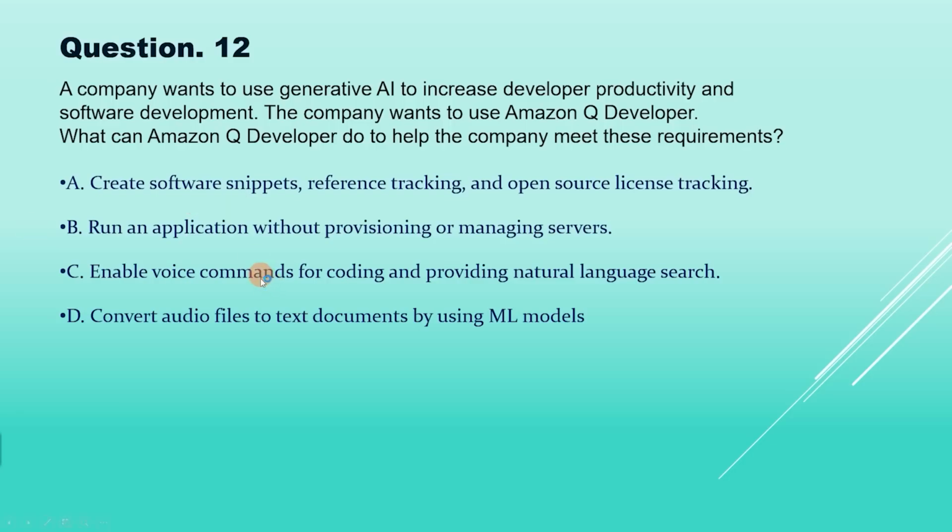So I am going to reveal the correct answer here. The correct answer here will be option A, create software snippets, reference tracking and open source license tracking. This is because Amazon Q Developer is a generative AI tool designed to assist developers by increasing productivity. It helps in generating software snippets, automating reference tracking and managing open source licenses, which directly benefits the software development lifecycle. Now question number 13.